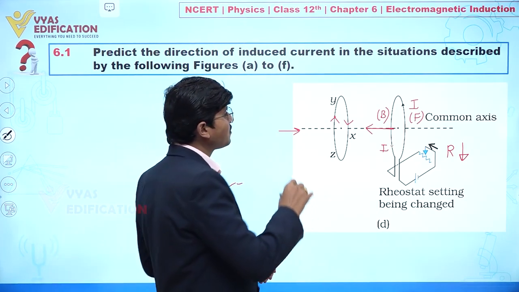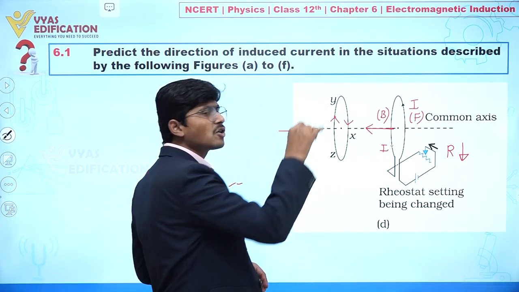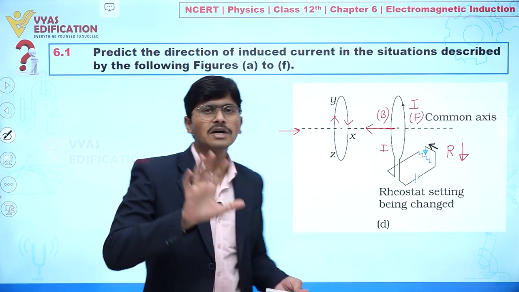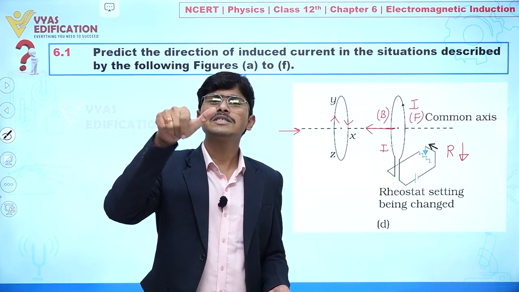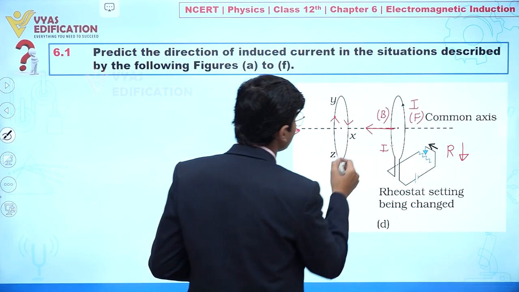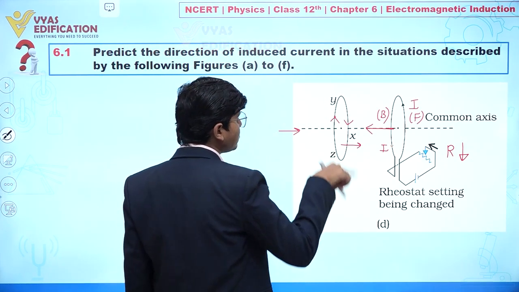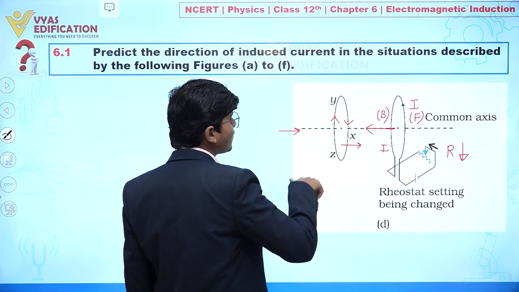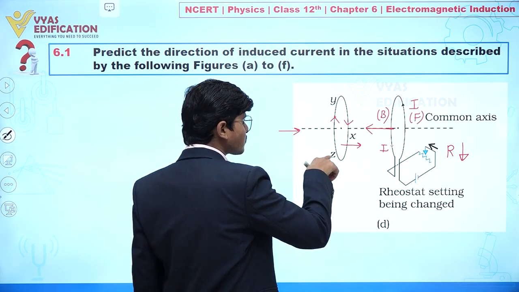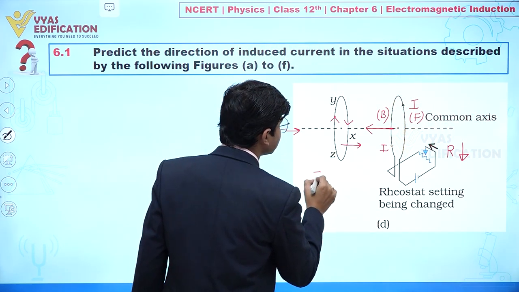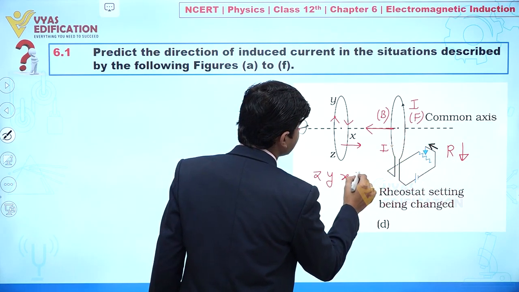Because if you see from this side, you can see this is in clockwise direction. Clear? So if you curl your finger like this in clockwise direction, the thumb indicates the direction of magnetic field, this one. So from here you can say clockwise. Yes. So current is actually flowing like Z, Y, X and Z.